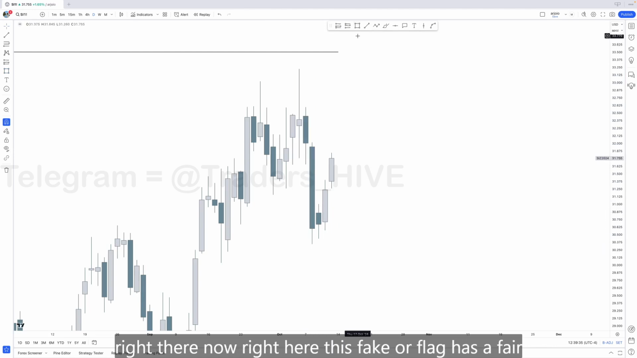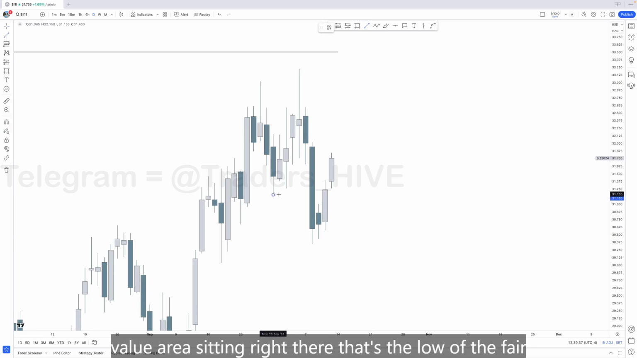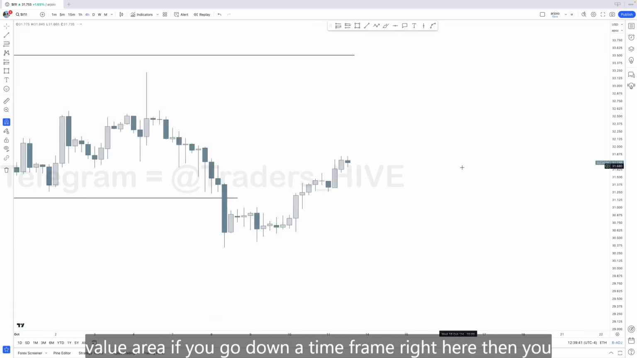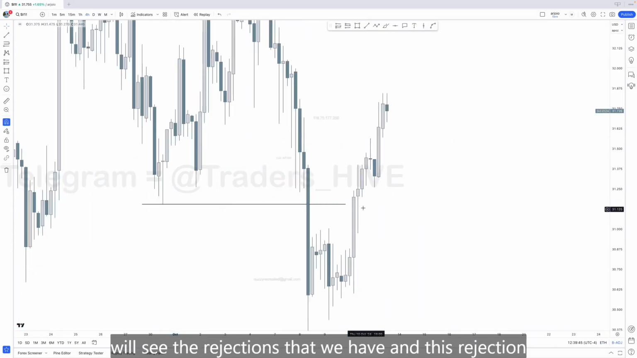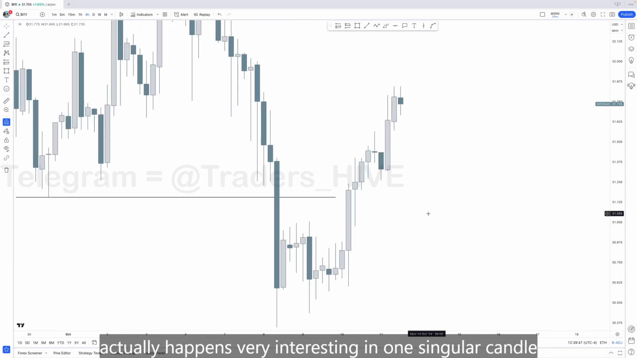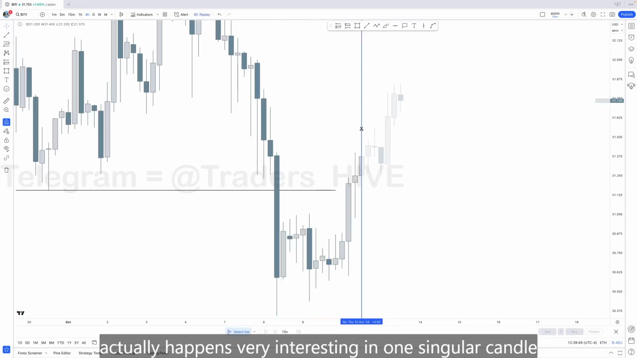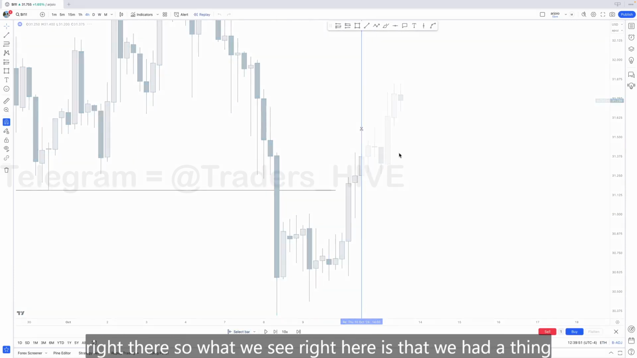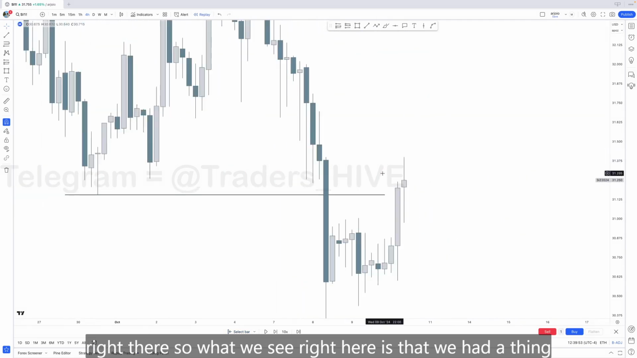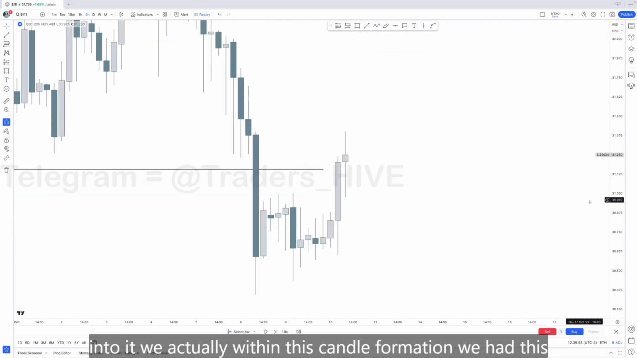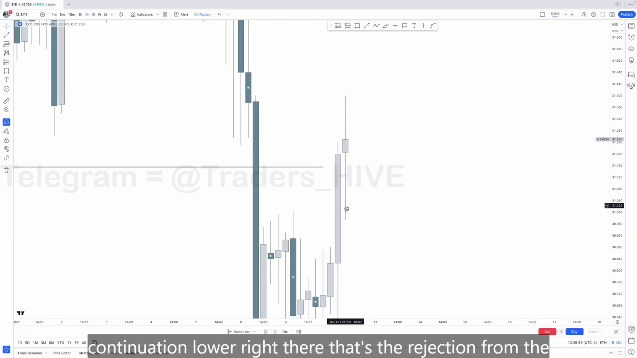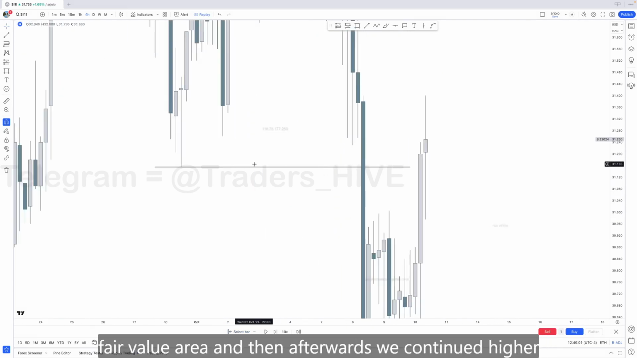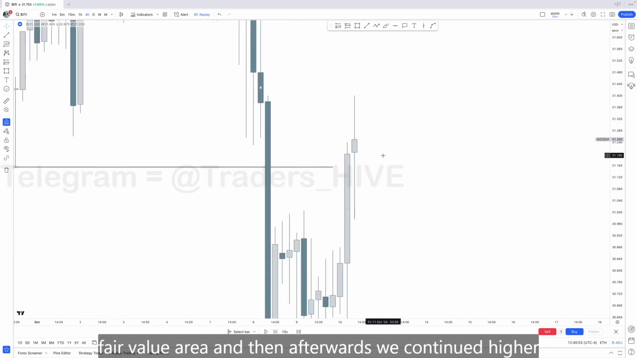Now, right here, this fake order flow leg has a fair value area sitting right there. That's the low of the fair value area. If you go down a time frame right here, then you will see the rejections that we have. And this rejection actually happens very interestingly in one singular candle right there. So what we see right here is that we had a sting into it. Within this candle formation, we had this continuation lower right there. That's the rejection from the fair value area. And then afterwards, we continued higher again.